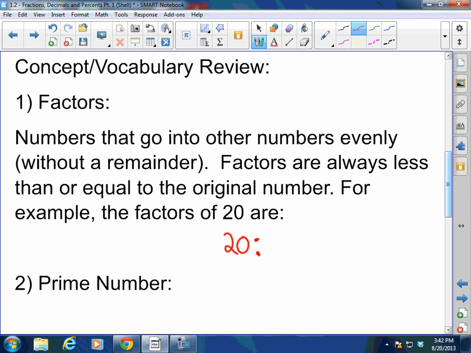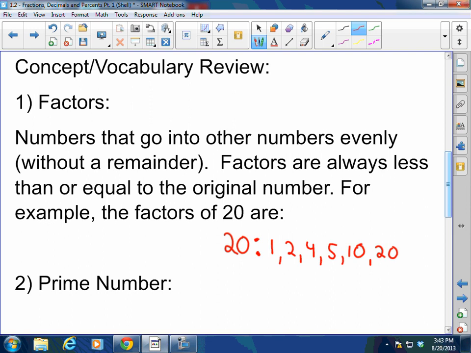So for the factors of 20, how do I get 20? That's what I ask myself. What times what is 20? Well, 1 and 20. I always start with 1. Does 2 go into it? Yeah, 2 and 10. Does 3? No. 4? Yes, that's 4 and 5. 6? No. 7? No. 8? No. 9? No. 10 we already have. So we can clean it up. The factors of 20 are 1, 2, 4, 5, 10, and 20. Those are the only factors.